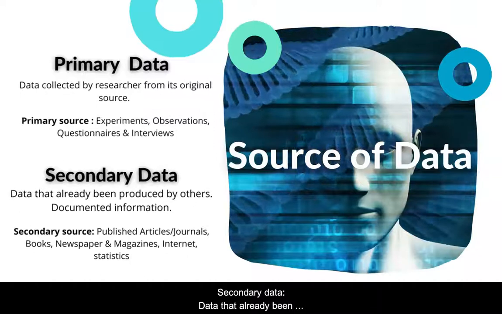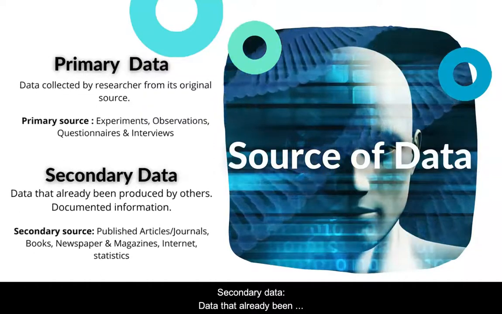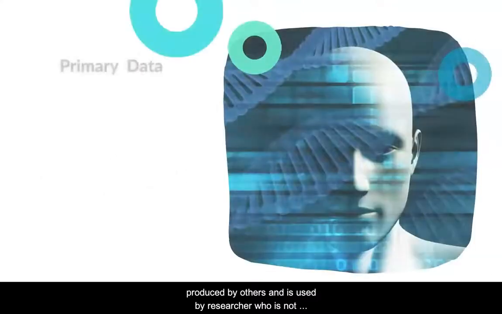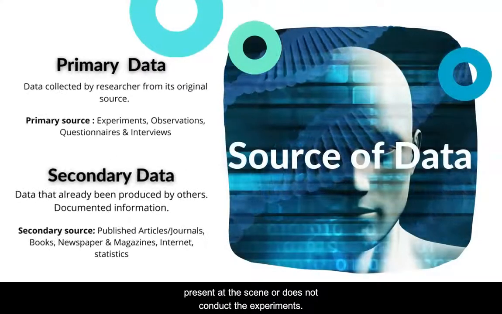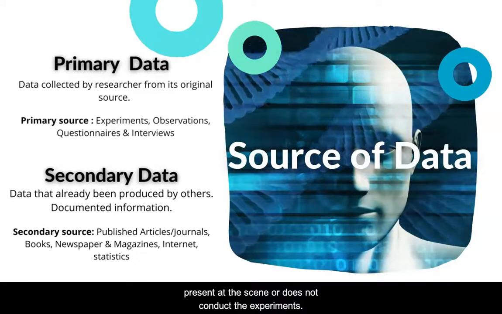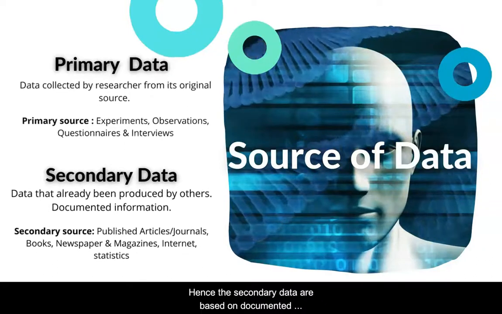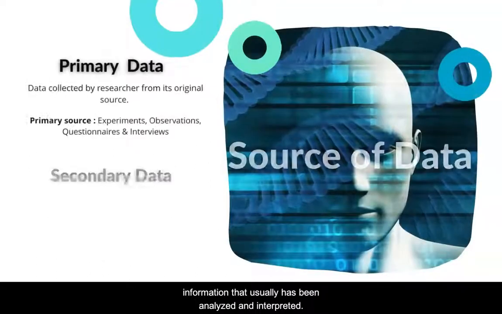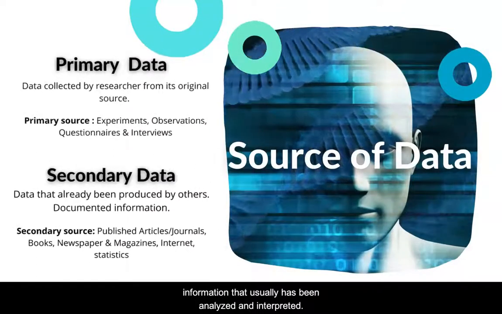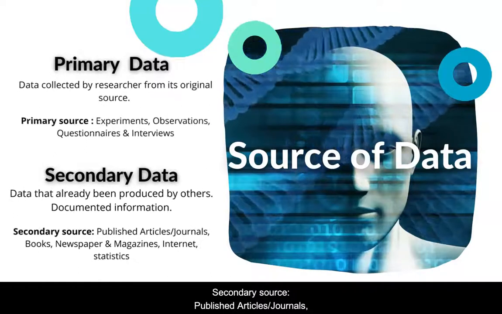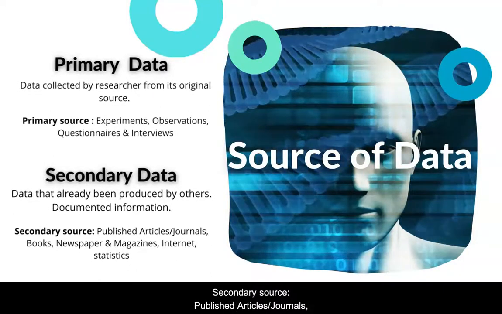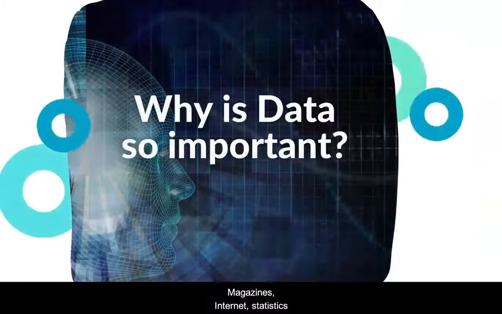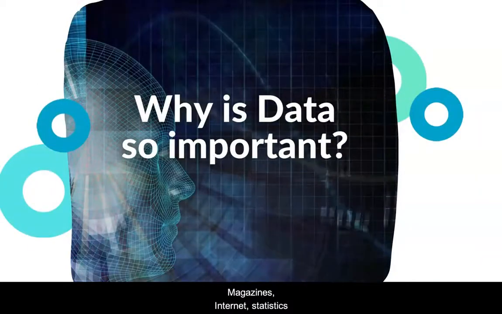On the other hand, secondary data is data that has already been produced by others and is used by a researcher who is not present at the scene or does not conduct the experiments. Hence, the secondary data are based on documented information that usually has been analyzed and interpreted. Some examples of secondary sources are published articles or journals, books, newspapers and magazines, and internet statistics.